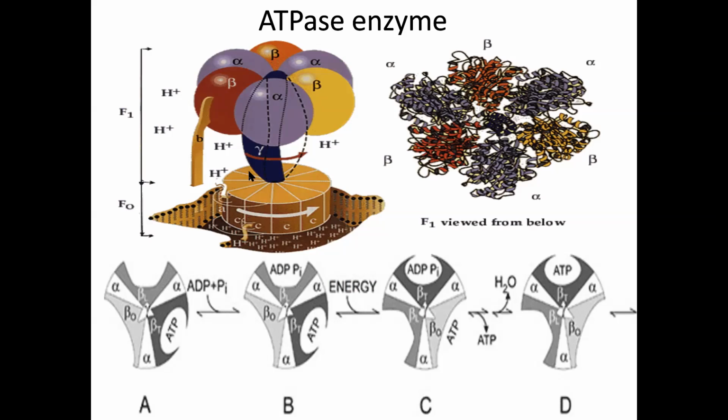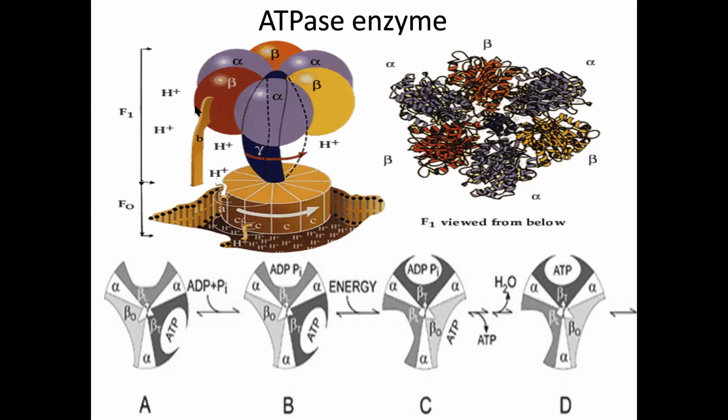The alpha and beta subunits are anchored firmly by the FO, while only the gamma subunit undergoes rotation. The alpha and beta subunits in the F1 part, however, cannot rotate because they are locked in a fixed position by the B subunit, that is the B protein, which is anchored to subunit A of FO in the membrane.